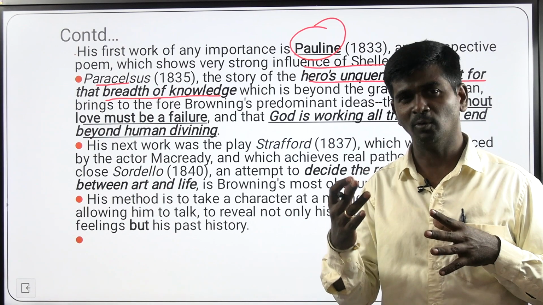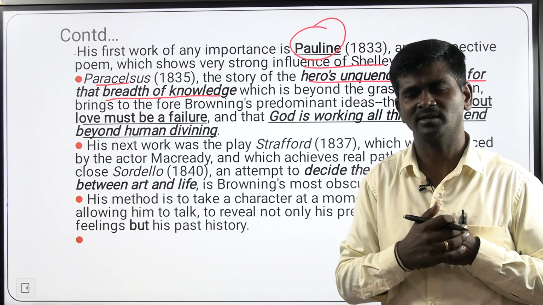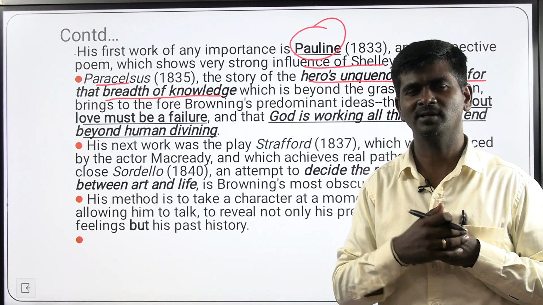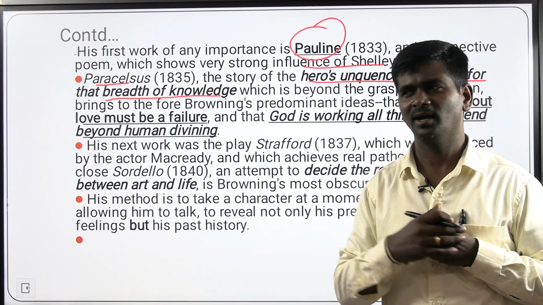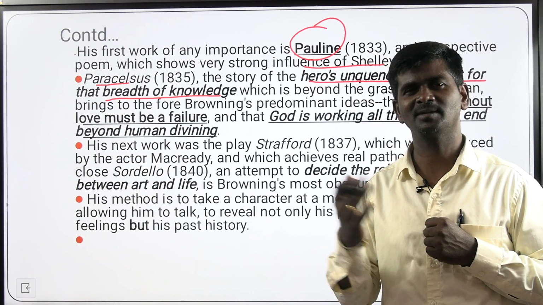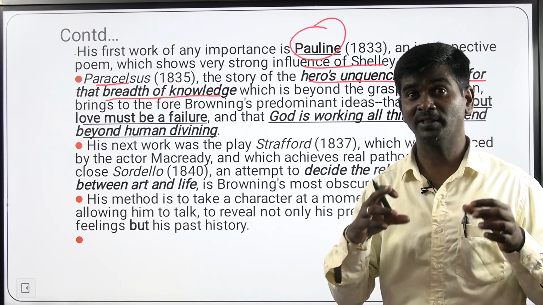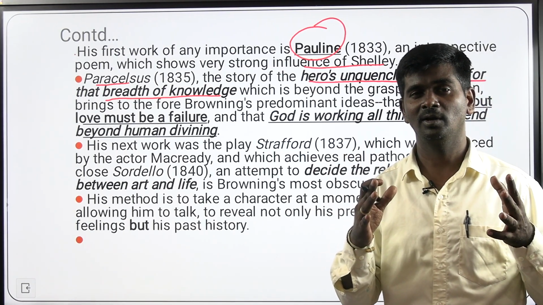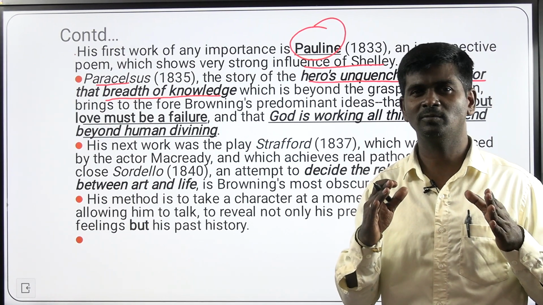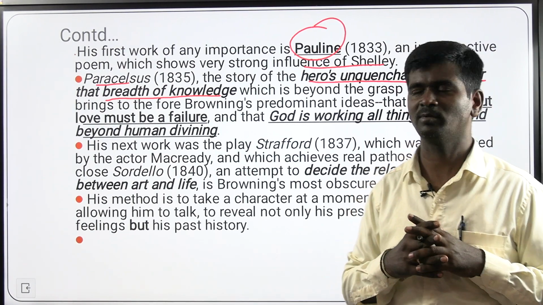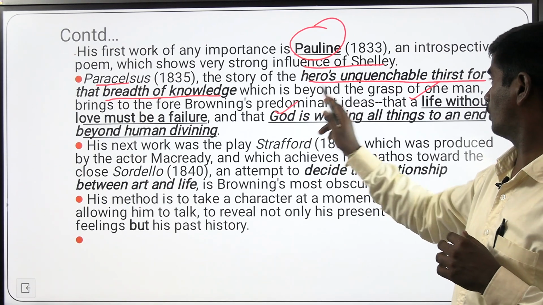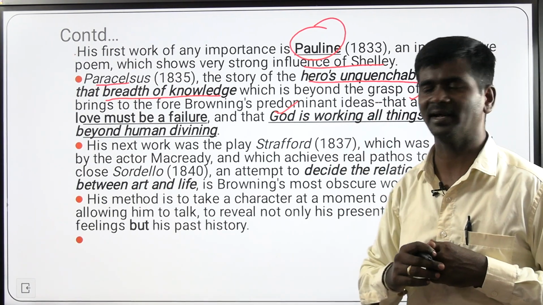Love cannot be only the partner's love. Love from students, love from people, love from followers, love from subject experts, love from siblings, or maybe anything. So, a life without love must be failure. A life with love is a success, according to Robert Browning. And God is working all things to an end beyond human divining.